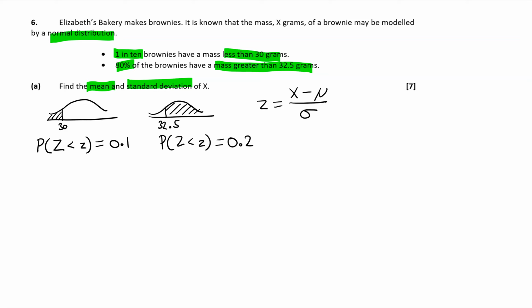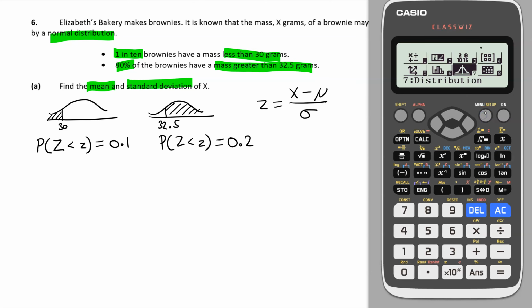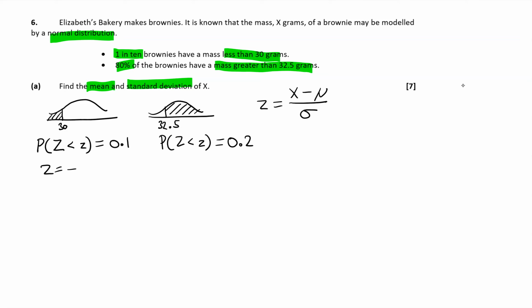So I'll just get on my calculator, I go menu, 7 and inverse normal. And then firstly we're going to do the first part of this. The area is 0.1. Because it's standard normal, I put in a standard deviation of 1 and a mean of 0. Work that out and we get that Z is minus 1.2816. I'm going to try and be quite accurate here and go to 4 decimal places.